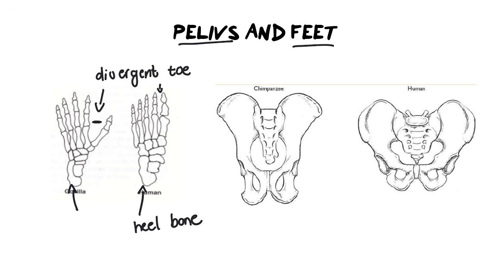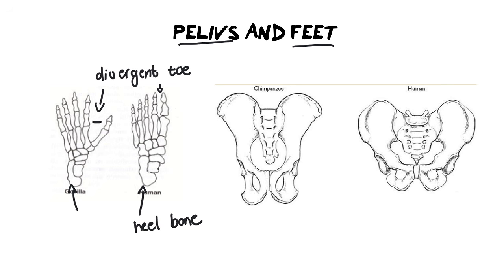We need to put all our body weight into this bone, and so the bone needs to be bigger and stronger. In gorillas, it's smaller because they spend very little time on their 2 feet. Then we move on to the pelvis. Now, again, the pelvis plays a really important role in bipedalism.